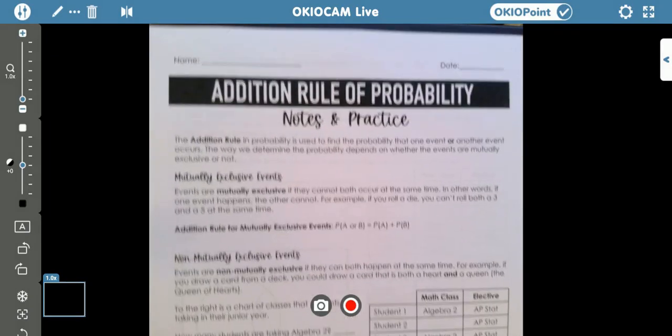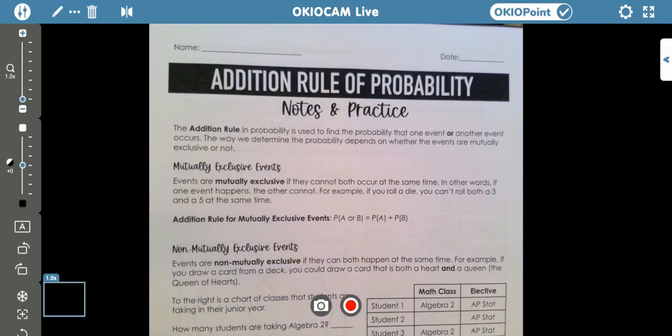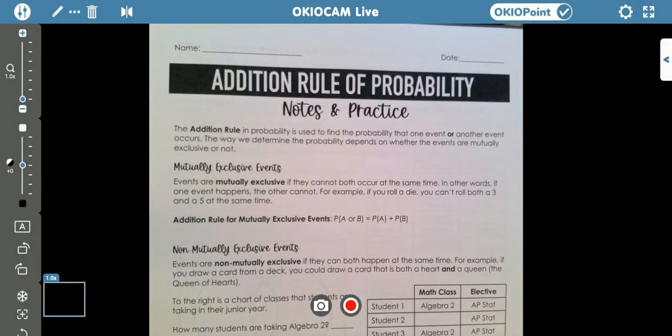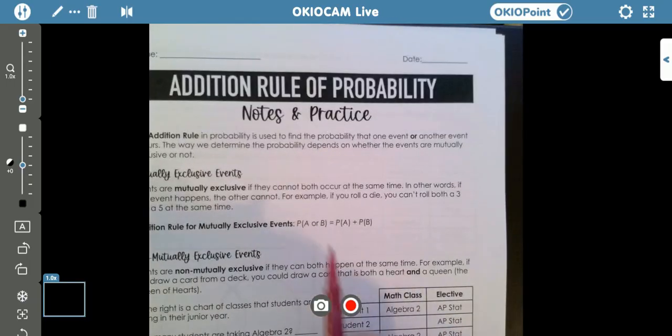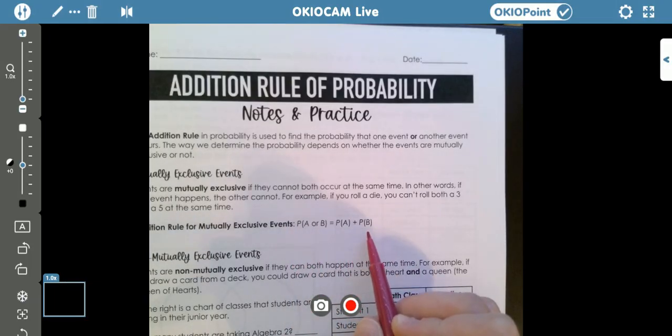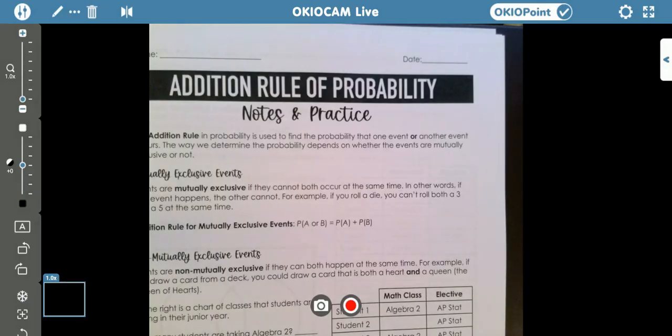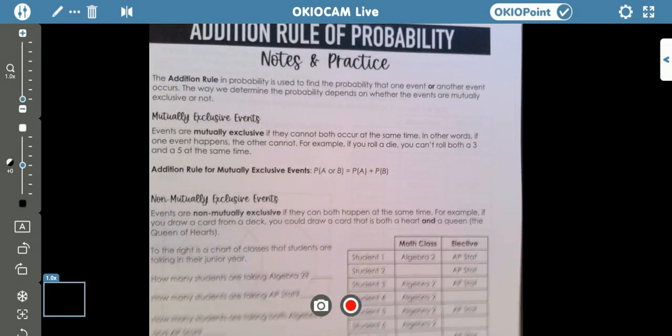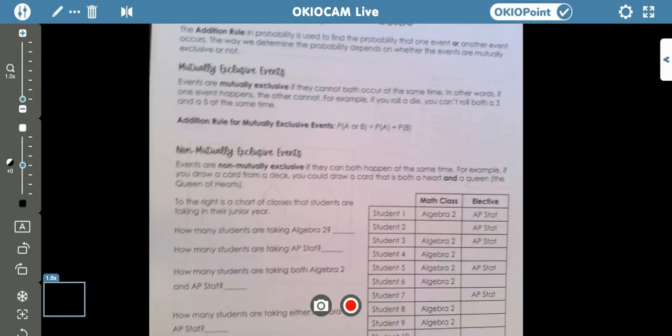We have another vocabulary term here, mutually exclusive events. Mutually exclusive means they can't possibly happen at the same time. All right, so I can't roll both a 3 and a 5 at the same time, so those are totally mutually exclusive. All right, so if they are mutually exclusive, the probability of one or the other is the probability of one plus the other. So that's only if they're mutually exclusive. There's another rule we'll look at if they're not mutually exclusive. So we'll look at the non-mutually exclusive events next because that's actually what happens most often.